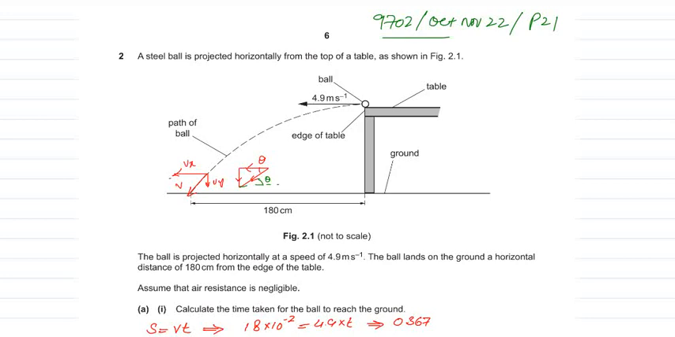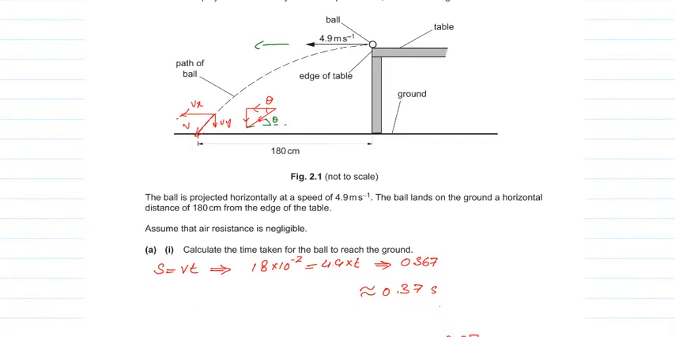9702 October November 2022 paper 2 variant 1. A steel ball is projected horizontally from the top of a table as shown. So whenever the ball has a velocity in the horizontal direction, it's a kind of projectile motion, right? Half projectile motion.